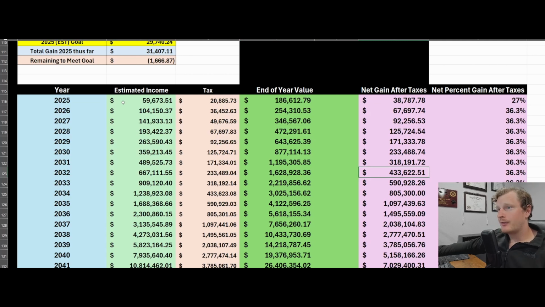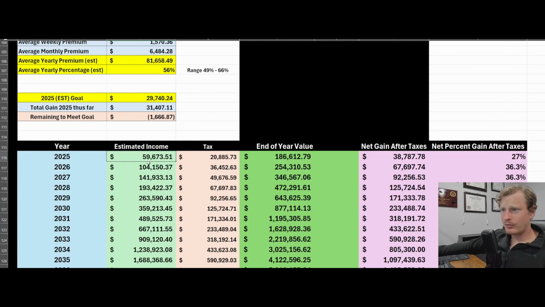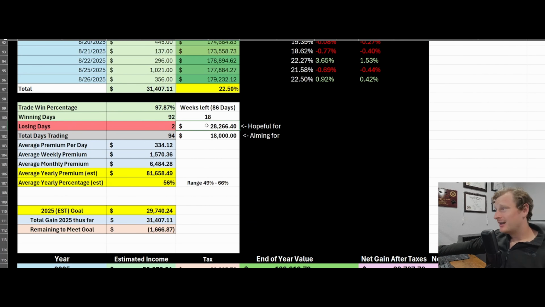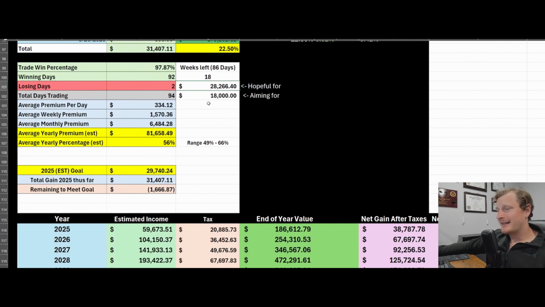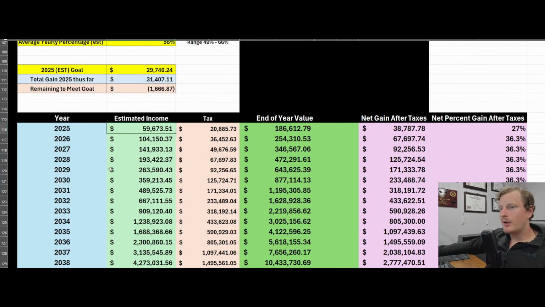So for 2025, I should theoretically make about $59,000. We've already made $31,000, and we should be on track to make about $28,000. So that pretty much lines up with this estimated income. But I would probably wait about 5 years for me to continue working because I still have a full-time day job.